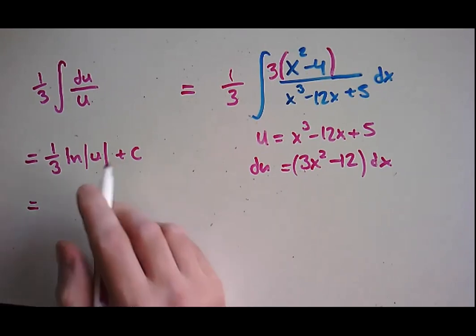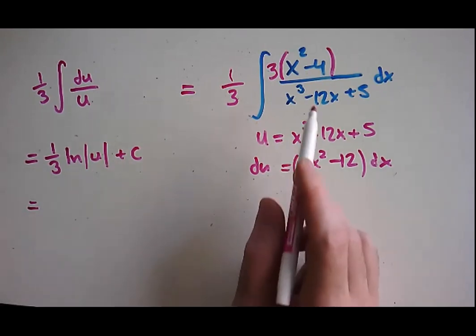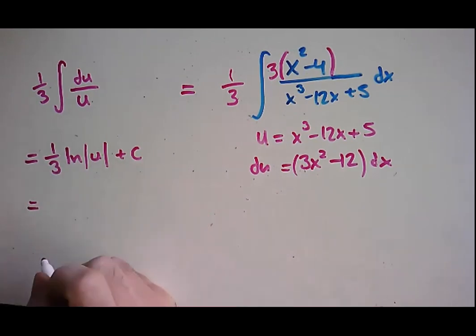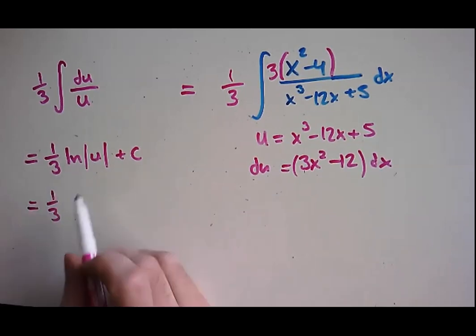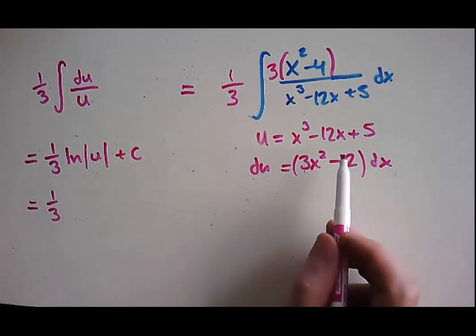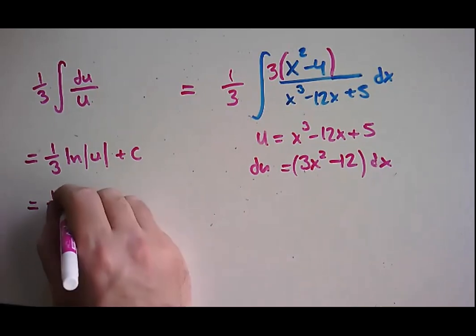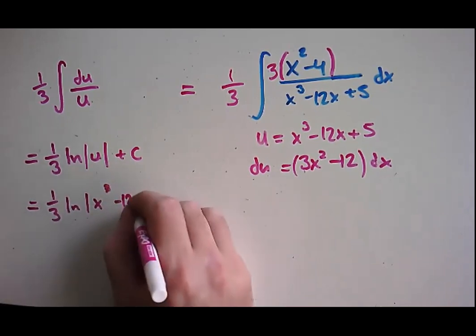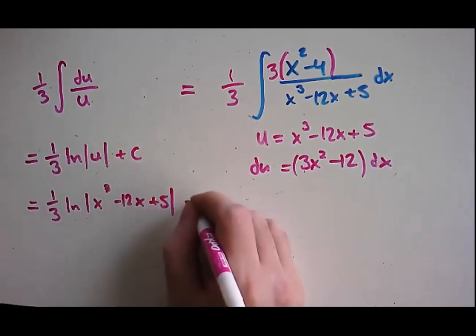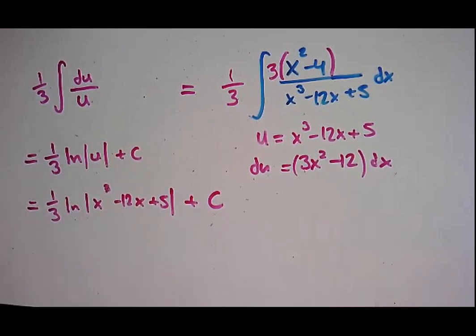If you don't change this back to x at the end of the problem, you'll also get at most 3 out of 4 points. So my last step now is to rewrite the whole thing with x. I'm just going to change that u back to x cubed minus 12x plus 5. Okay, so this is a complete problem using u substitution or variable substitution to solve an indefinite integral.